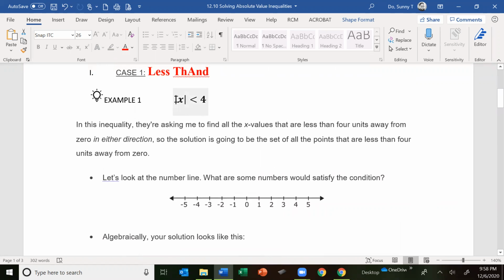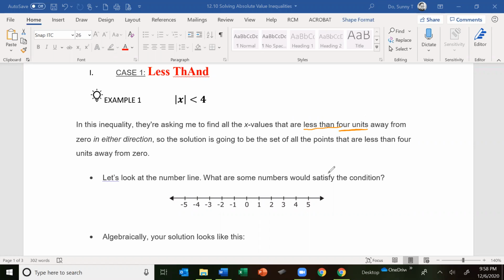Case number 1 is the less than case. If you have the absolute value of x less than 4, this inequality is asking me to find all the x values that are less than 4 units away from 0 in either direction, because earlier we saw that 0 to the left and 0 to the right have the same distance. So it has to be less than 4 units away from 0. With that being said, it has to be between -4 and 4, isn't it?